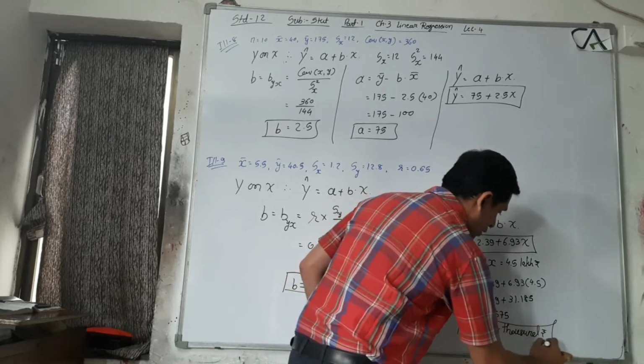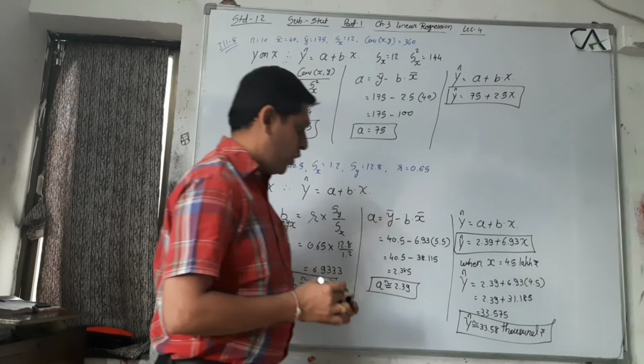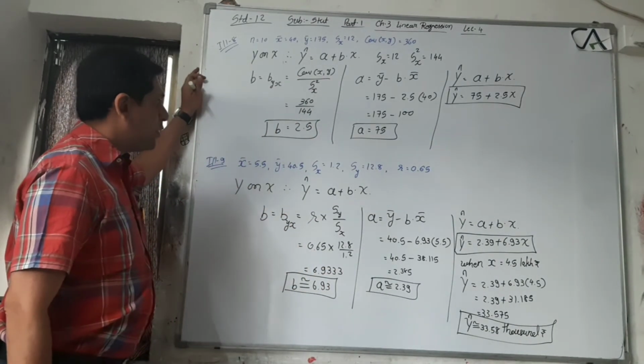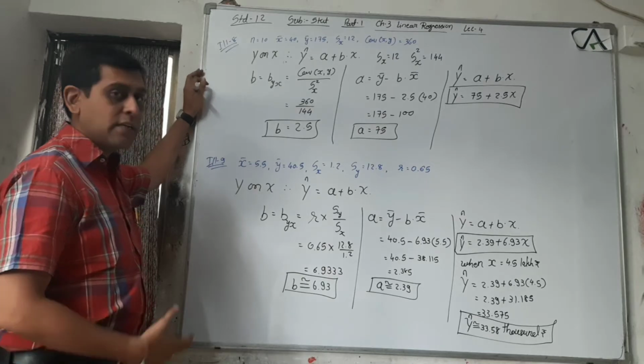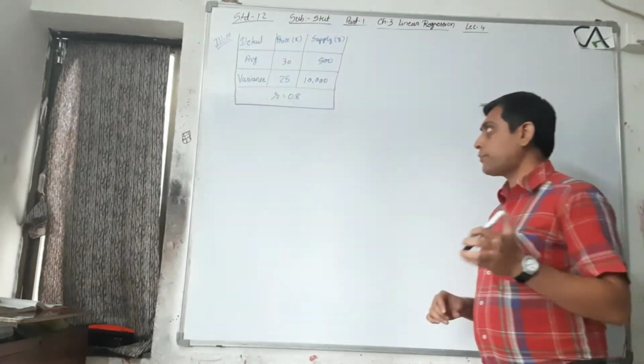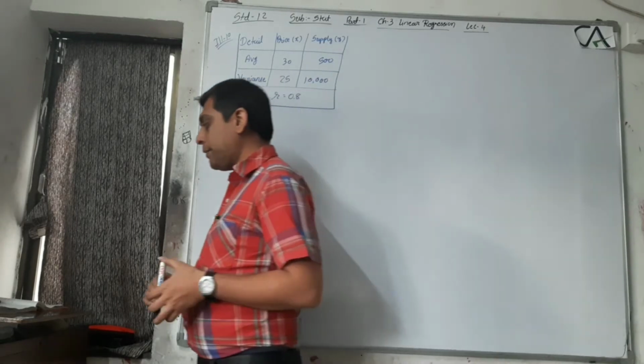Y cap is equal to 33.58 thousand rupees. This is the completion of the second sum. So please write this down. Okay. Complete illustration number 9.